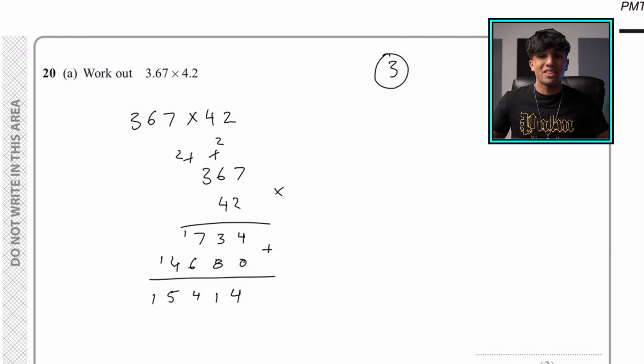We get 15,414. Now, the most important step, we need to bring our decimal places back. Since we got rid of 3 decimal places at the beginning, now we're going to put all 3 back in. Therefore, our final answer is 15.414.